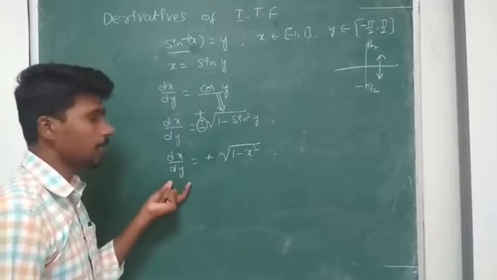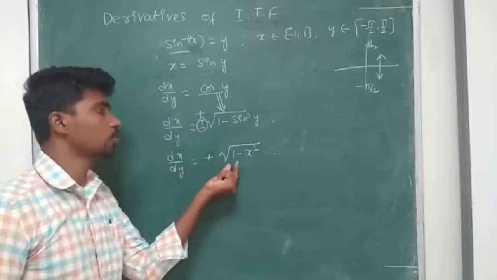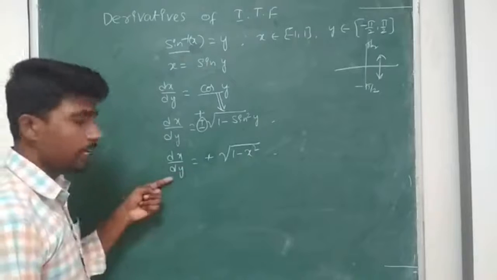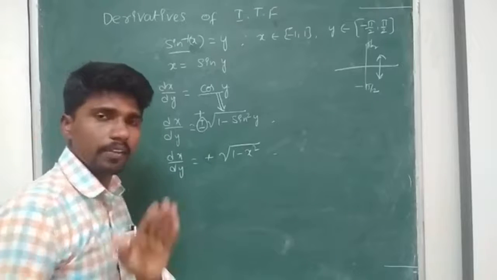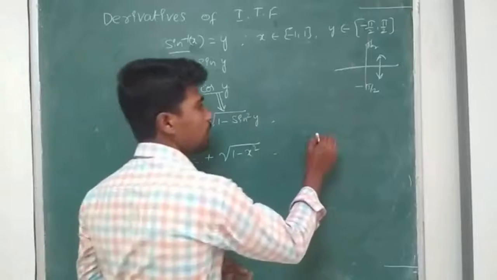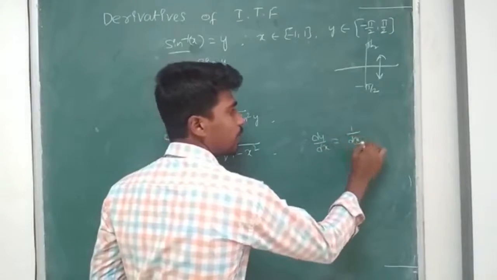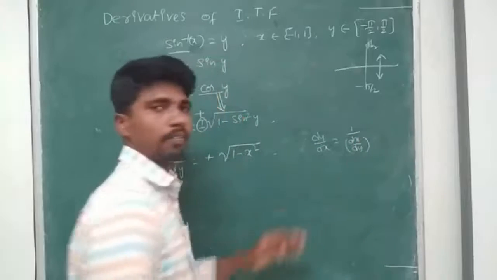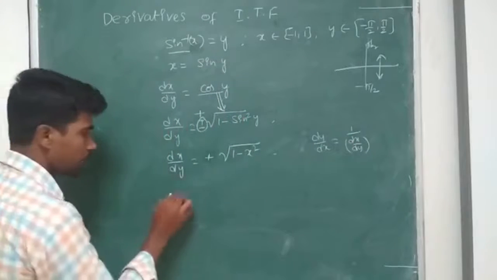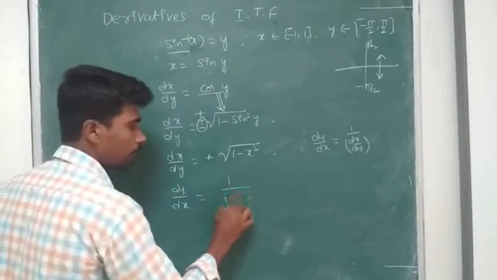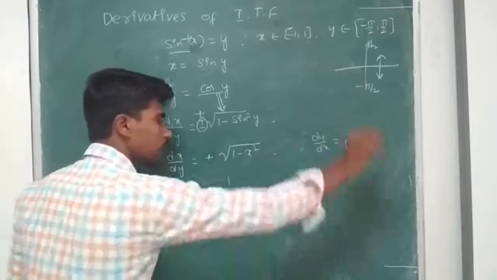Now what is dx by dy? dx by dy is equal to root of 1 minus x square. Now I don't want dx by dy, I want dy by dx. In the previous class we learned that dy by dx can be written as 1 by dx by dy. With the help of this property, I find dy by dx, which is equal to 1 by dx by dy, nothing but 1 by root of 1 minus x square.